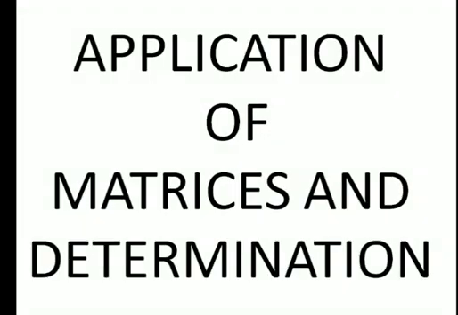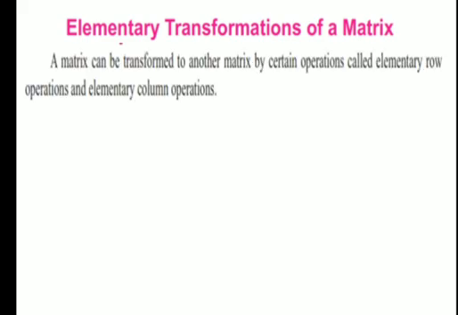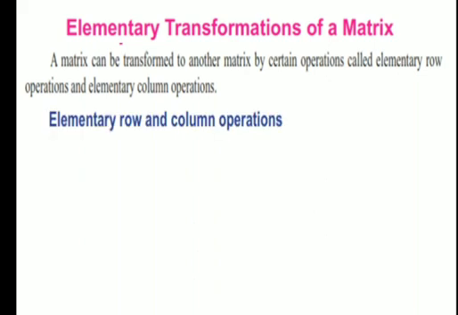Chapter 1, Creation of Matrices and Determination. Elementary transformation of a matrix. A matrix can be transformed to another matrix by certain operations called elementary row operation and elementary column operation. Elementary row and column operation.